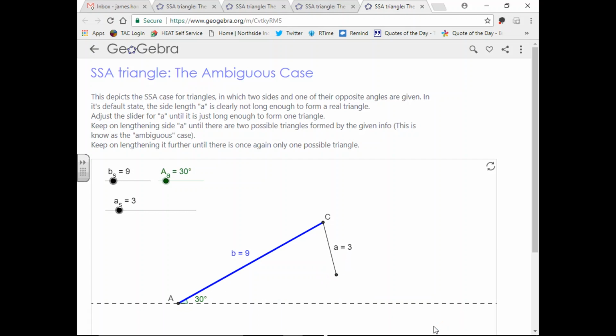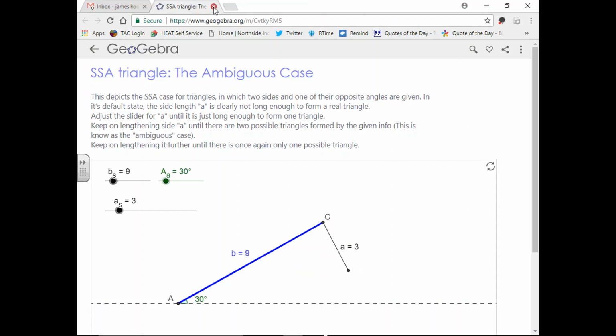So we see that if we do that, that angle, that 3 side right there, is kind of dangling. So it doesn't look like it reaches down to make a triangle. So let's think about that for a second. What do we have to do to make a triangle? Because 3 obviously just doesn't reach right here.